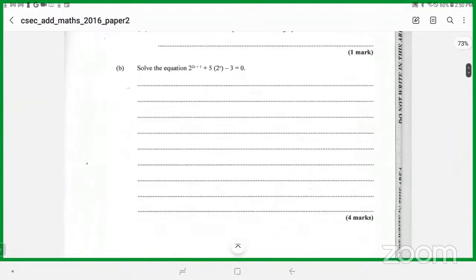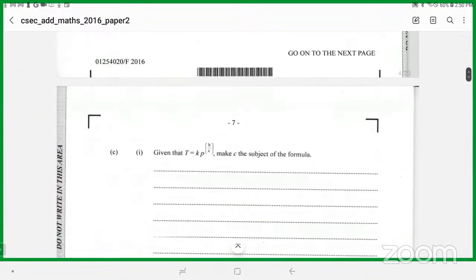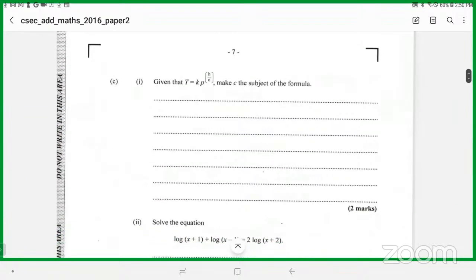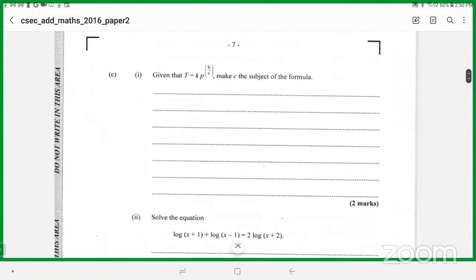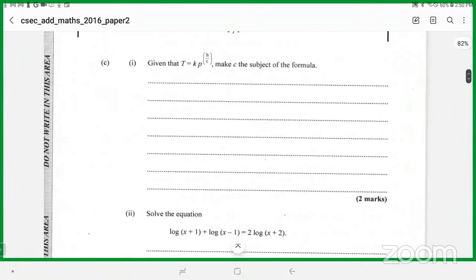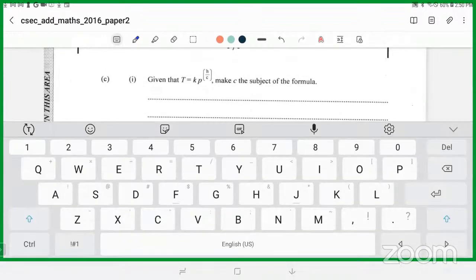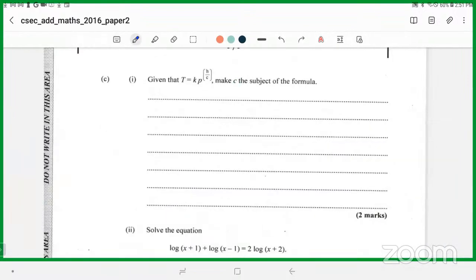This equation here, let's focus on the logs. Let's finish off these two and we'll call it a day. This one says we have to make C the subject. All right, first thing I'm going to do, I want to get this here to be my subject. I'm going to move away this K first, divide it on the other side. So I'm going to get T over K equals P to the H over C.